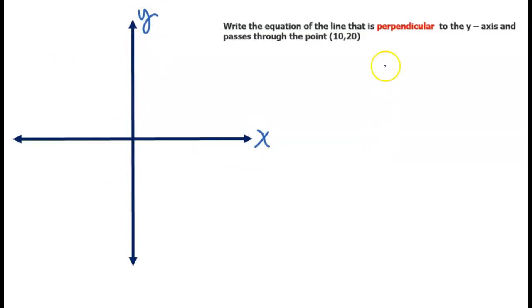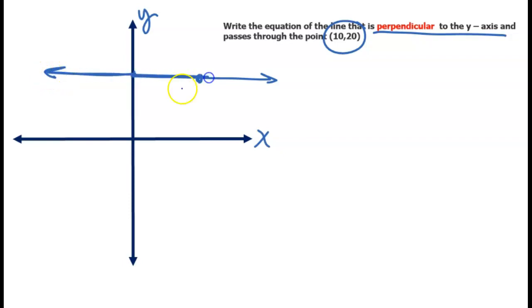Here's the important part of this problem. Perpendicular to the y-axis and through this point, 10 and 20 would be in the first quadrant. Now, what does it mean if it's perpendicular to the y-axis? It means it's going to cross the y-axis at a 90-degree angle. That's the symbol for a 90-degree angle. What axis did it cross? It crossed the y-axis, so the equation is going to be y equals a number.